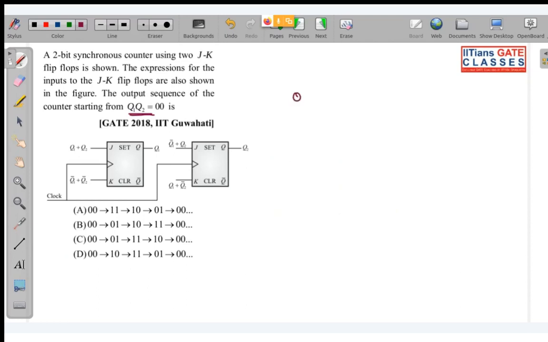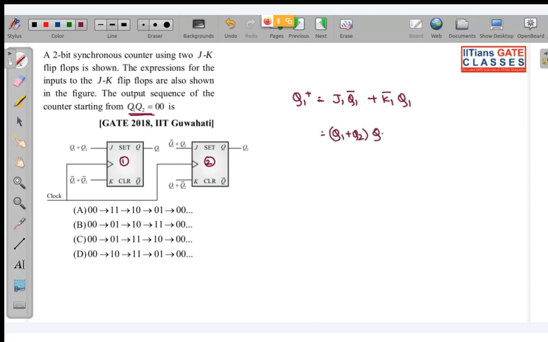So over here, simply if you write the next state equation. If this is your first flip-flop and this is your second flip-flop, then Q1 plus will be equal to J1 Q1 complement plus K1 complement Q1. So J1 is what?